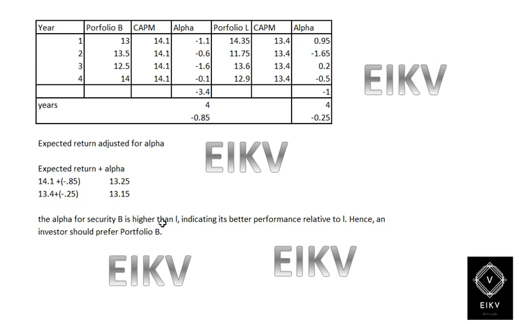The alpha for portfolio B is higher than L, indicating its better performance relative to L. Hence, the investor should prefer portfolio B.